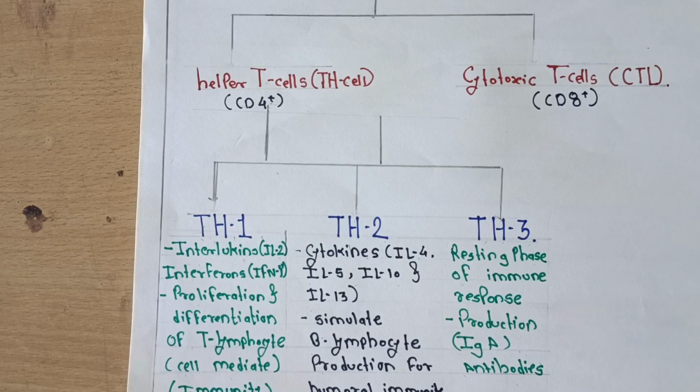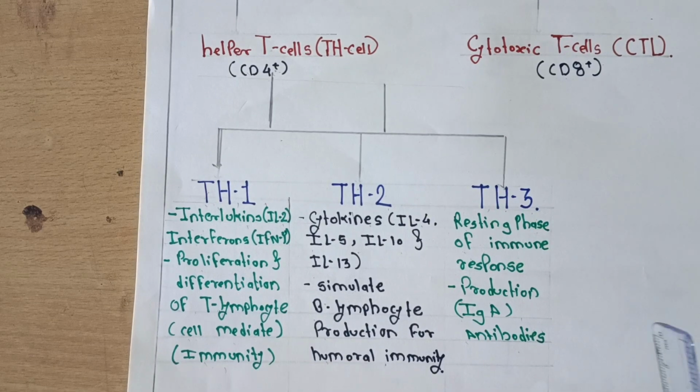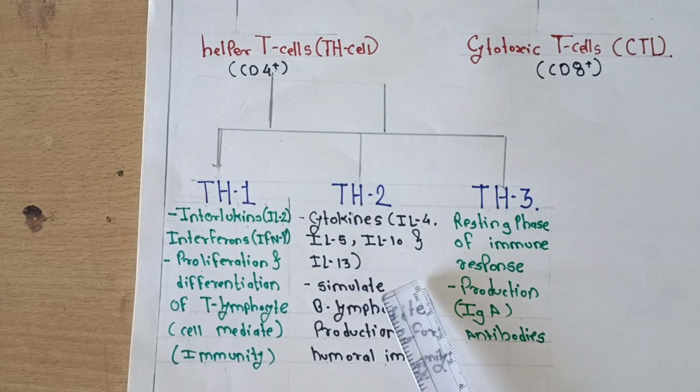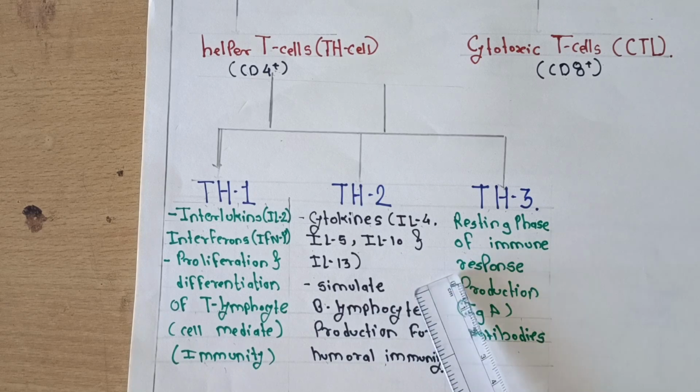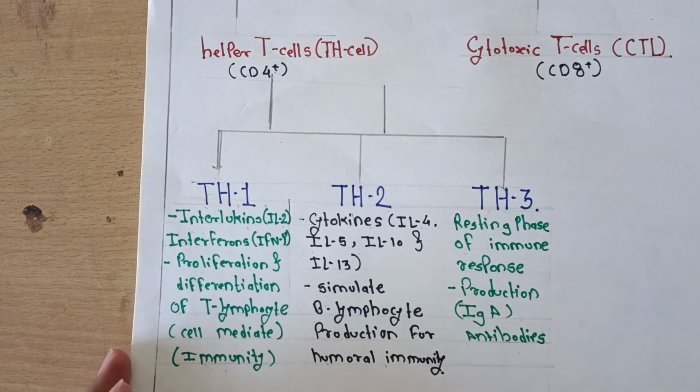And then the helper T cell 2, TH2, is responsible for cytokines like interleukin 4, 5, 10, and 13 production, and also stimulates B lymphocyte production for humoral immunity. And then there is helper T cell 3, which is mostly a resting phase of the immune response and is also responsible for the production of IgA antibodies.